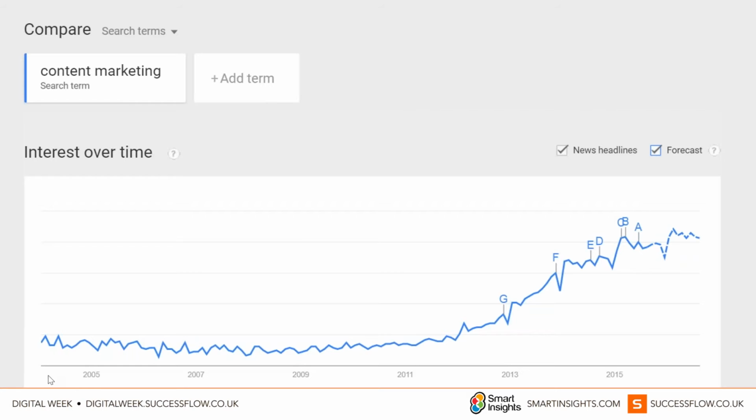Here's a Google Trends chart of content marketing since 2005, and you'll see that if content marketing was a stock, we'd all want to own it, we'd all be super rich, and there's more and more interest in the approach of content marketing.